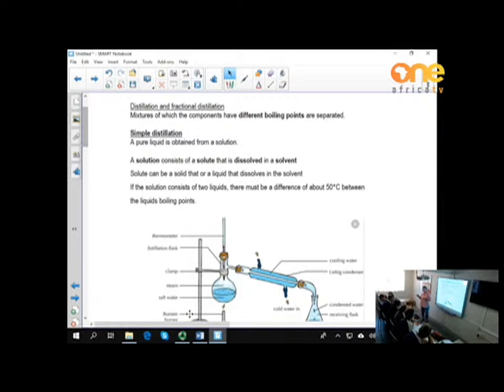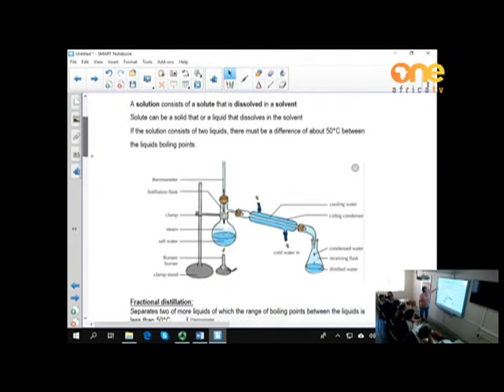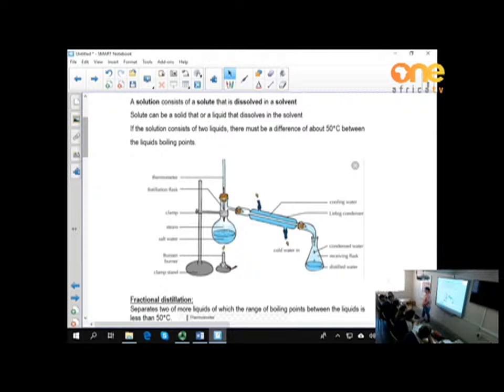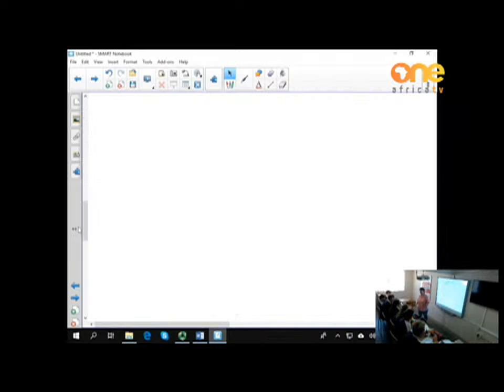But let's say you're not interested in the table salt as such, you want the water. Then you would be able to do a distillation to remove the liquid part from something that is dissolved in it. Distillation simply works on the basis that if you have substances with different boiling points, you can boil off the one with the lowest boiling point first, condense it, and catch it, and then you can get the next one with the higher boiling point. This only works very well if the boiling points differ by about 50 degrees Celsius.